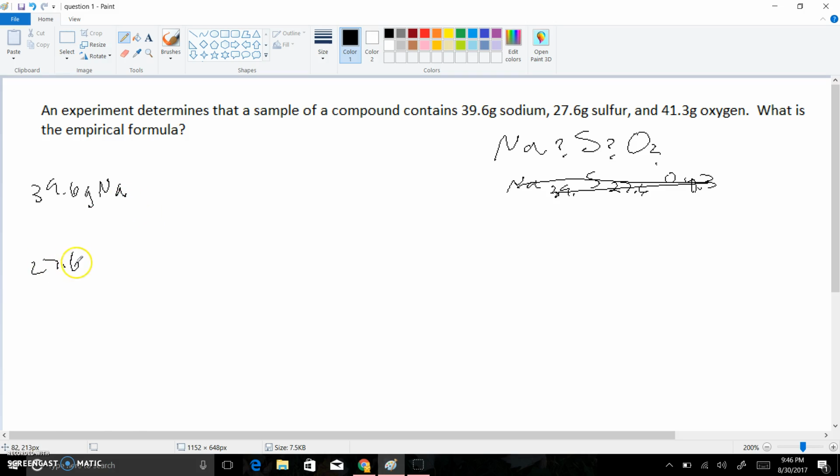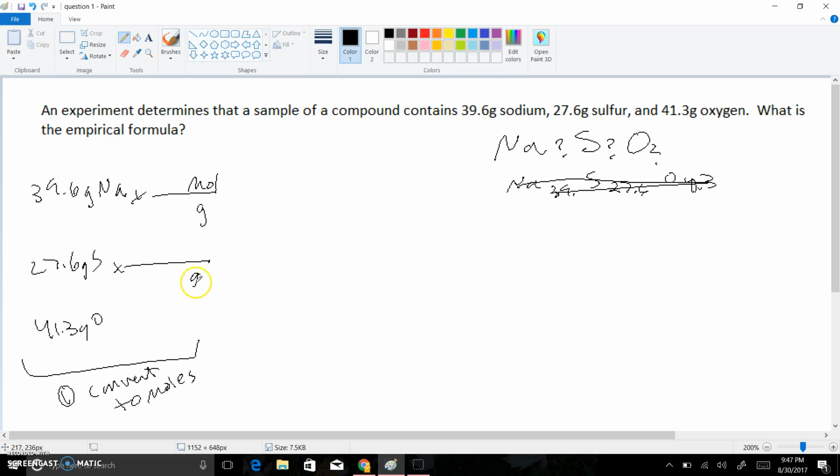So I'm going to prep for that. 27.6 grams of sulfur, 41.3 grams of oxygen. My step 1 is to convert to moles, because that'll tell me the ratio in my empirical formula, in a mole ratio, and that's what it is. So in order to convert from grams to moles, I'm going to need that periodic table number for each substance. You can see I'm doing it for each problem because they do get a little lengthy, these problems. I know for every 1 mole, they have a different periodic table number, so that's what I got to look up. The grams would be 22.99 for sodium, sulfur is 32.06, and oxygen is 16.00.